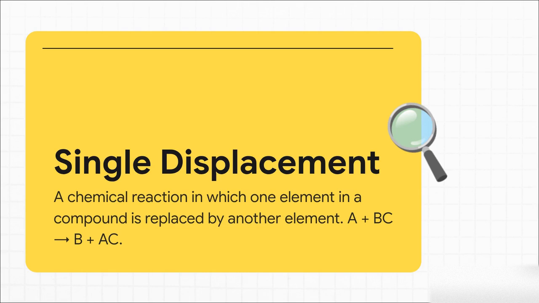Our next type is single displacement. And the analogy for this is perfect. Imagine element A is dancing all by itself, and B and C are a dancing couple. In this reaction, A cuts in, kicks B out, and forms a new couple AC, leaving poor B all alone.